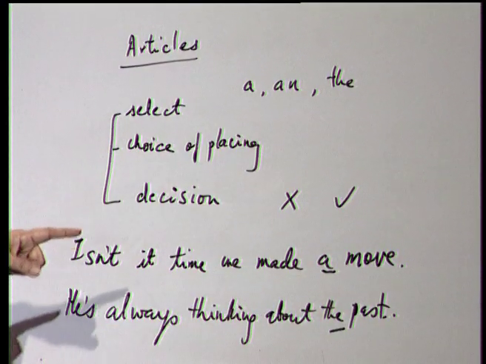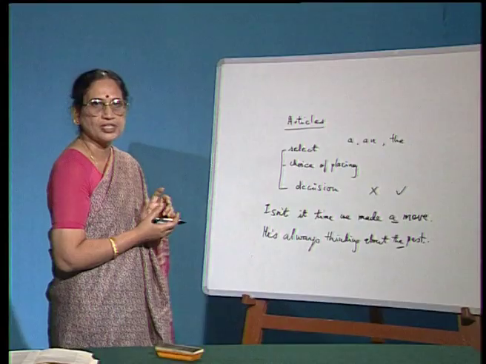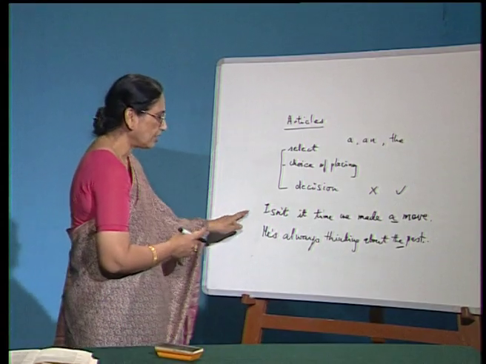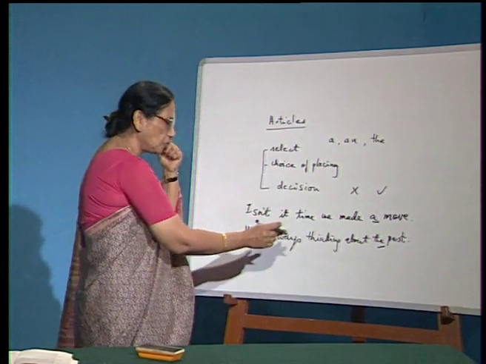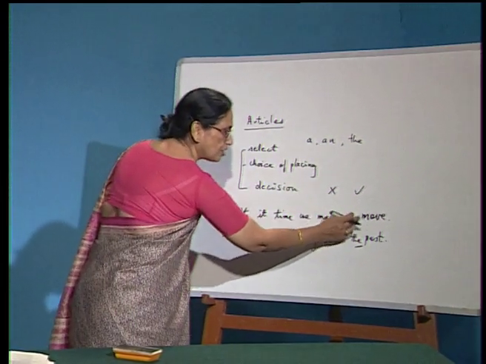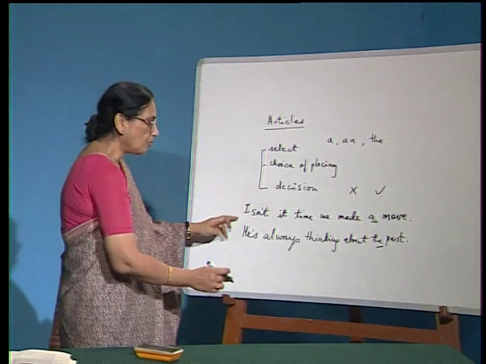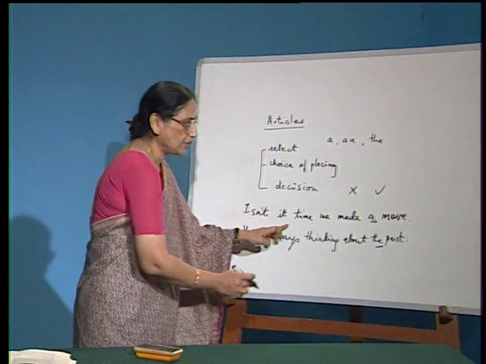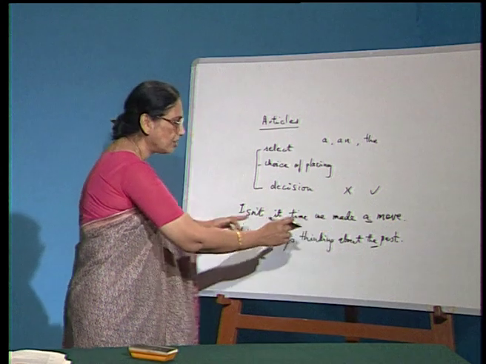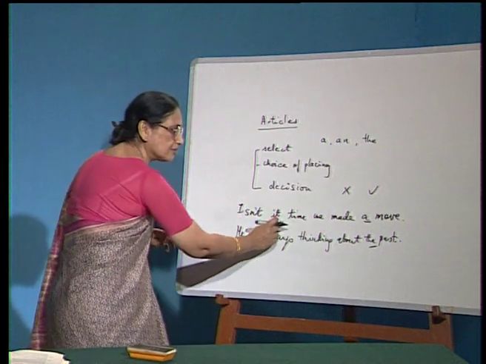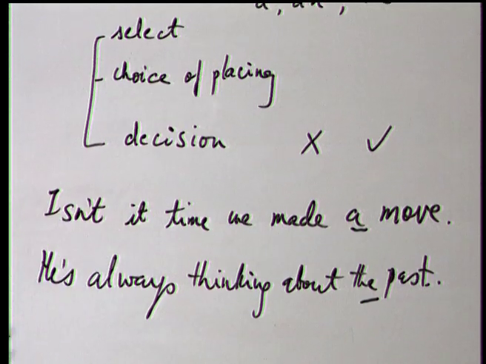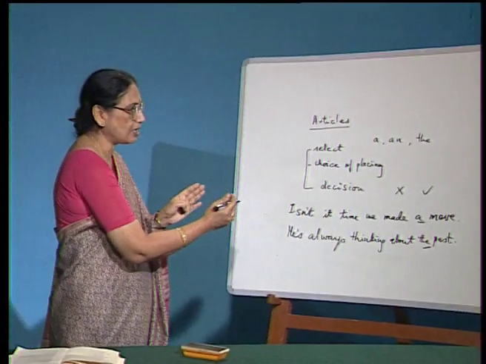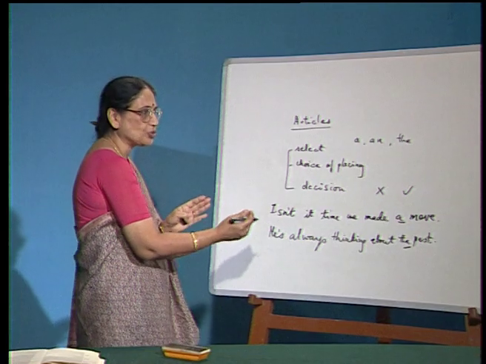Isn't it time we made a move? Is it correct to use a sentence like this? You may wonder. Isn't it time we made move? Sometimes you may find a sentence without this article, or with it: isn't it a time we made move. Can the a be written here? Do you think it is right? No, it is not possible. There are certain decisions which we have to make about placing the article. Where exactly should the article come?